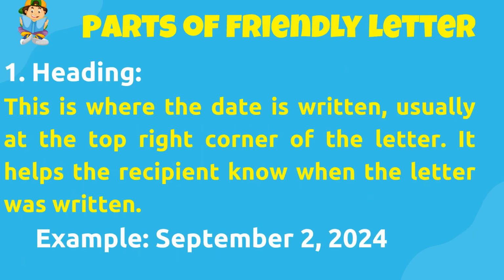So today class, we are going to discuss the 5 parts of the friendly letter. Number 1 is heading. So heading is where the date is written, usually at the top right corner of the letter. It helps the recipient know when the letter was written.